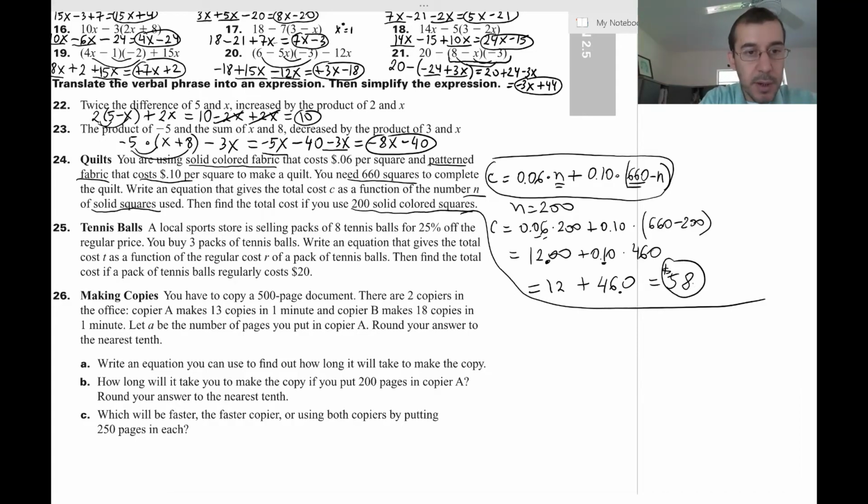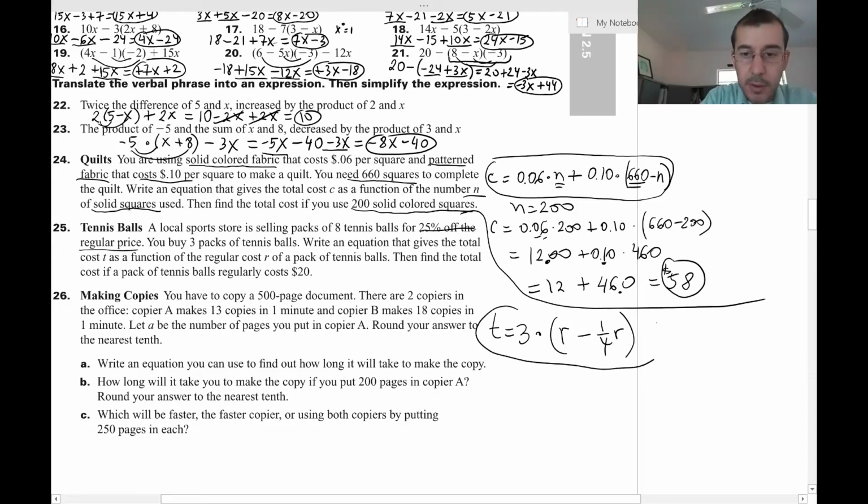25. Tennis balls. A local sports store is selling packs of 8 tennis balls for 25% off the regular price. So when you see something like that, whatever the regular price is, 25% off would be R minus 25%, that's 1/4 R. So 1/4 R is 25% off the regular price R. So that's what we get there. You buy 3 packs of tennis balls, so 3 times the regular price minus 25% off, right? Write an equation that gives the total cost T. So this is it right here.